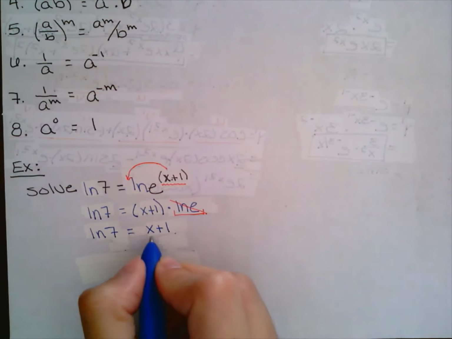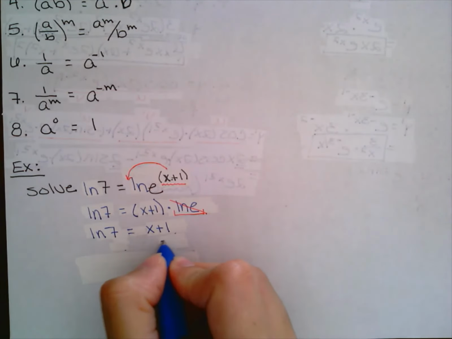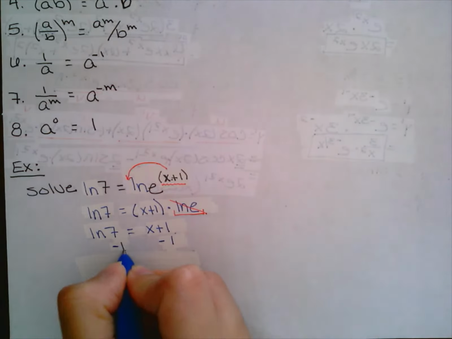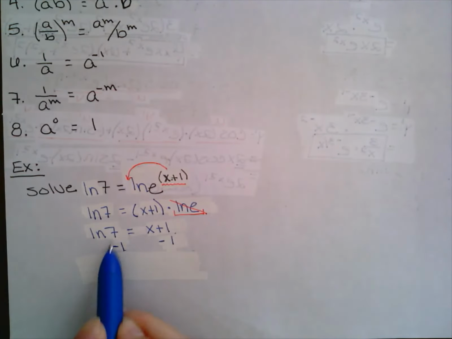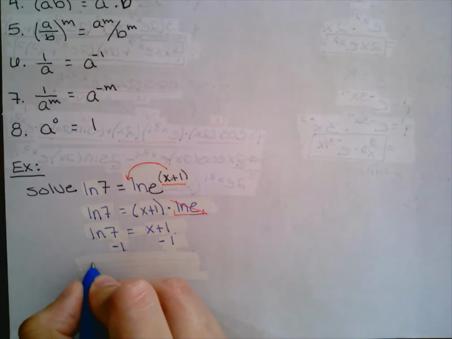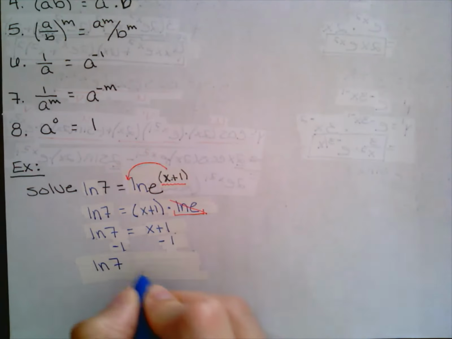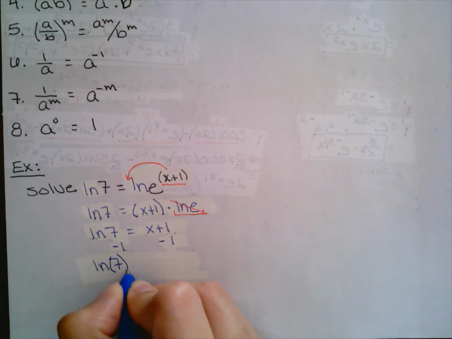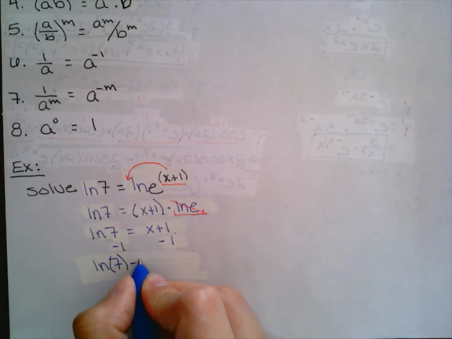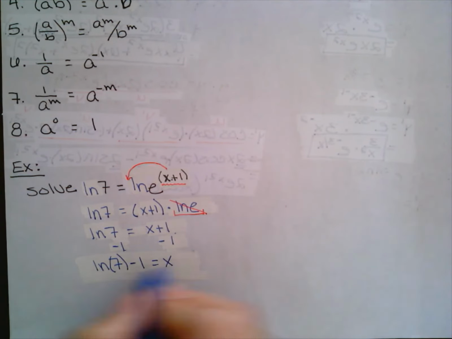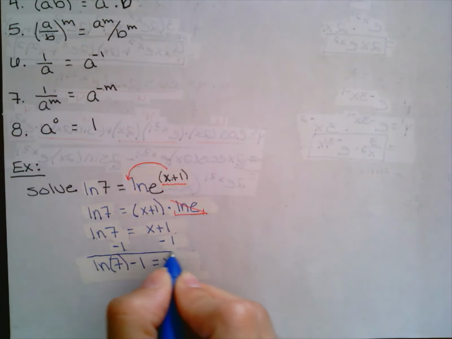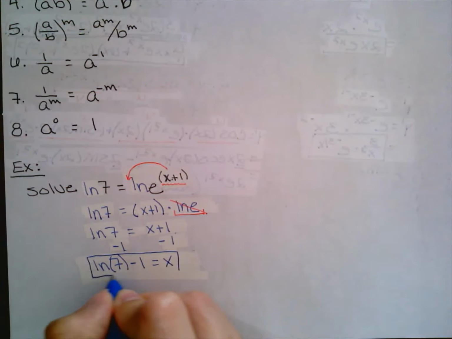Now for my last step, I just want to isolate this x. So I'm going to subtract the 1. Make sure you don't call this ln of 6. That 7 is attached to the ln, where this is just a 1 being subtracted. Okay, so I have to say ln of 7, right? If you want to put parentheses so it's a little easier to see, and then minus 1 equals x. Once you isolate the x, you are free to stop there.